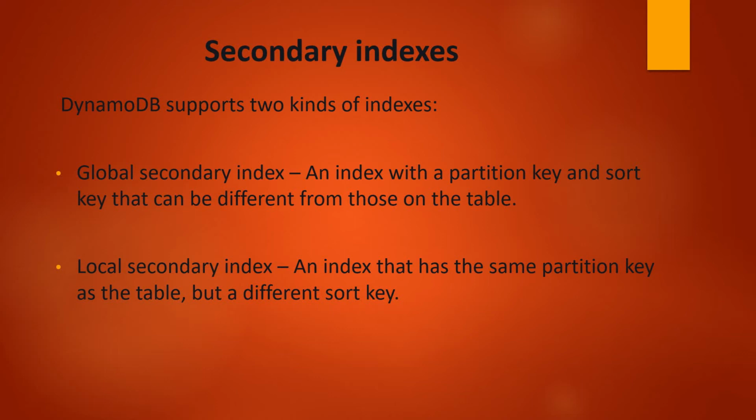So what is a secondary index? We have a global secondary index and a local secondary index. A global secondary index has a different partition key and a different sort key. In the case of a local secondary index, we have the same partition key but a different sort key. Let us try to understand this further.